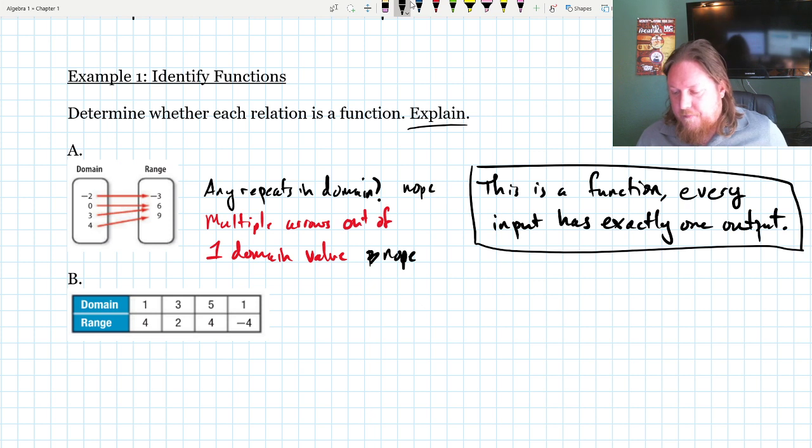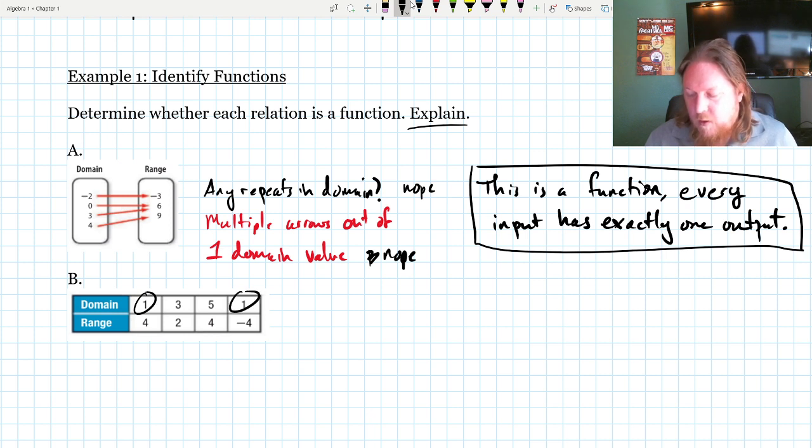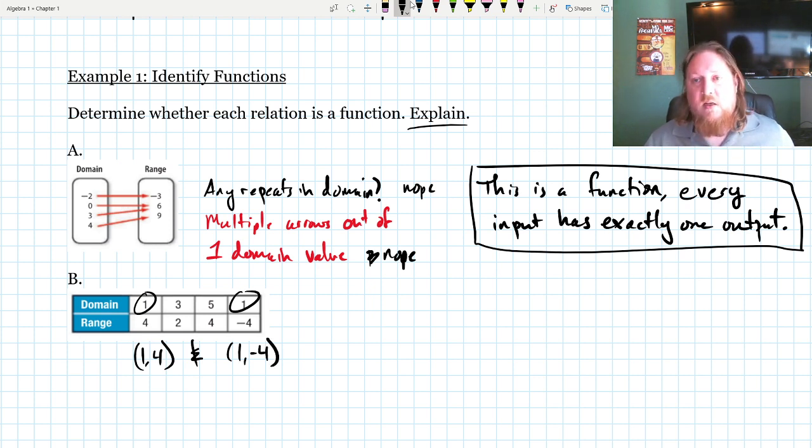Now let's look at B. We're going to ask the same questions again. Are there any repeats in the domain? Ooh, I see 1 there 2 times. So now I have to double check. Do they go to the same spot? 1 goes to 4 and 1 goes to -4. So here I would say, yes, there is a repeat in the domain, and no, they don't go to the same spot. So that tells me it's not a function.